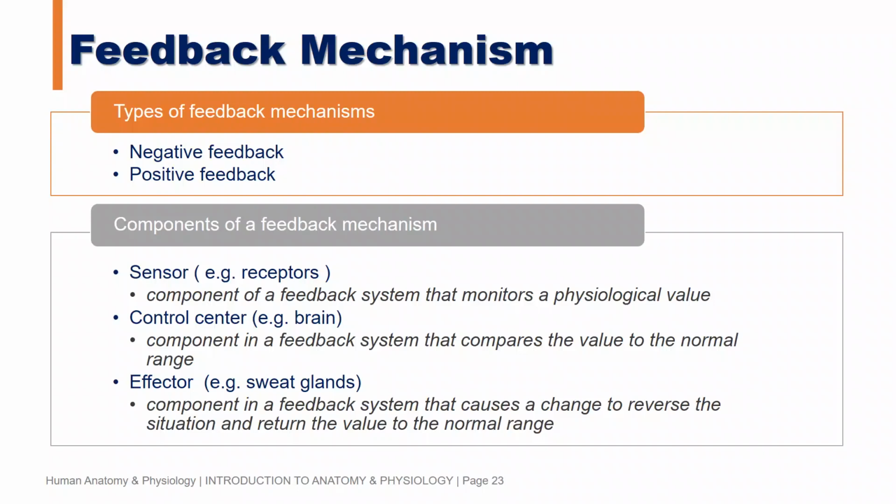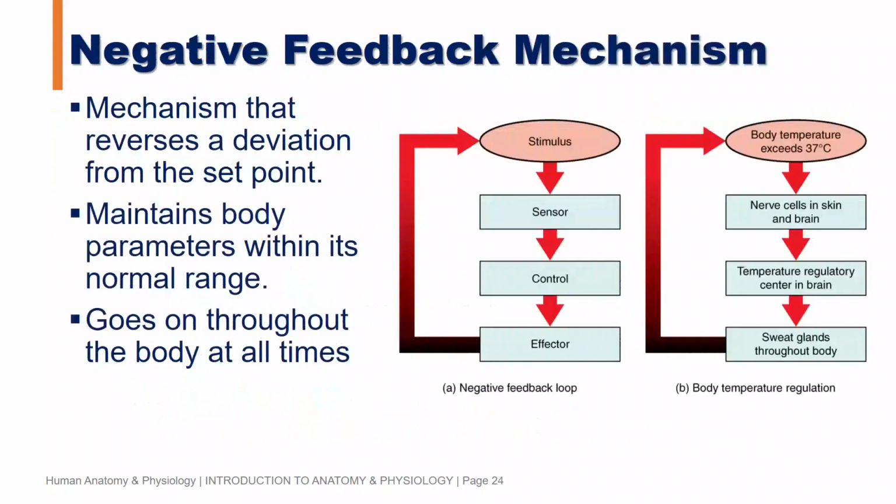And the components of a feedback mechanism, we have our sensors or our receptors, which is a component of a feedback system that monitors a physiological value. And then we have a control center, example would be our brain. This is a component of a feedback system that compares the value to the normal range. And then we have the effector, example would be our sweat glands. It is a component in a feedback system that causes a change to reverse the situation and return the value to the normal range.